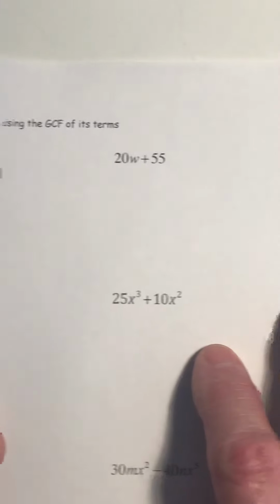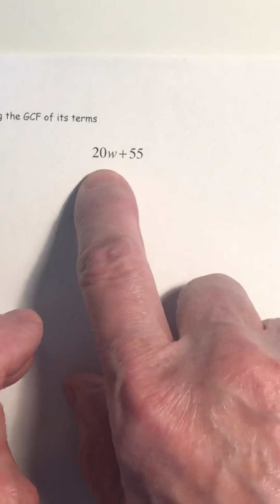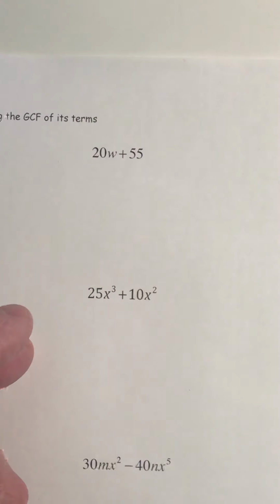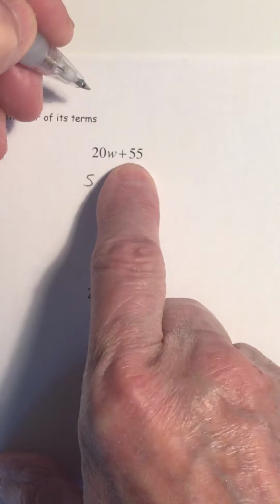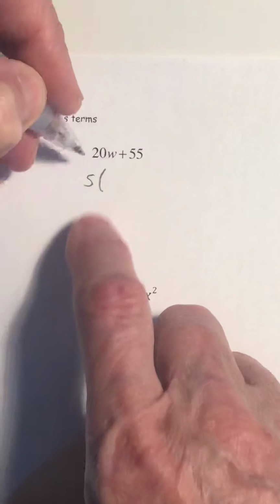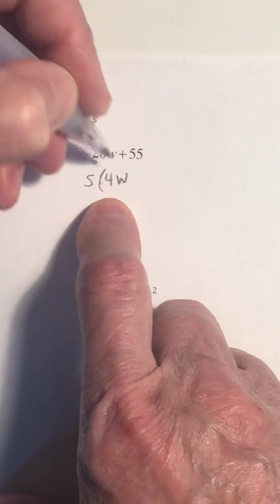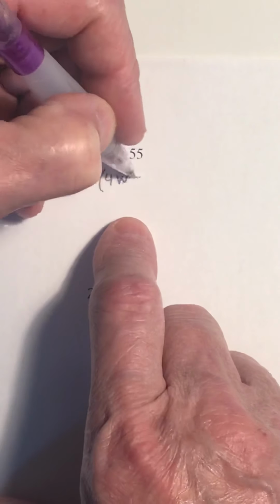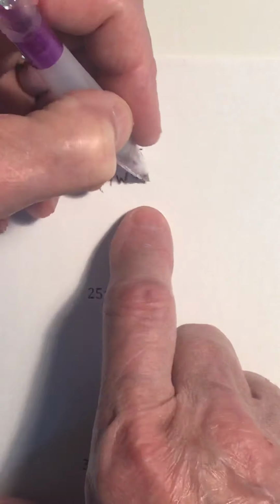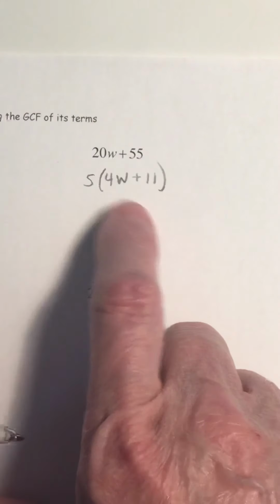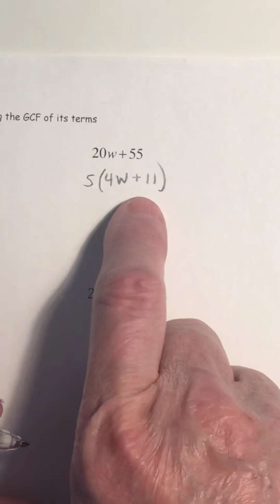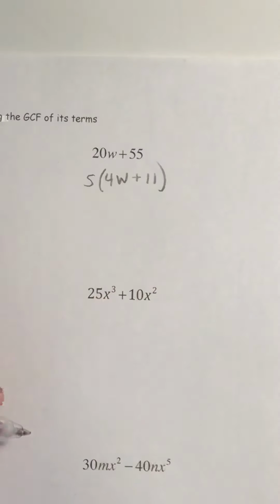Let's try the next one. For 20 and 55, we could factor out a 5. Can't do anything with the w because there's no w in that other term. Well, now what do we put here to make 20? A 4. And we need the w. See, that makes 20w. Then there's the plus sign and an 11. That would make 20w plus 55, exactly what we started with.